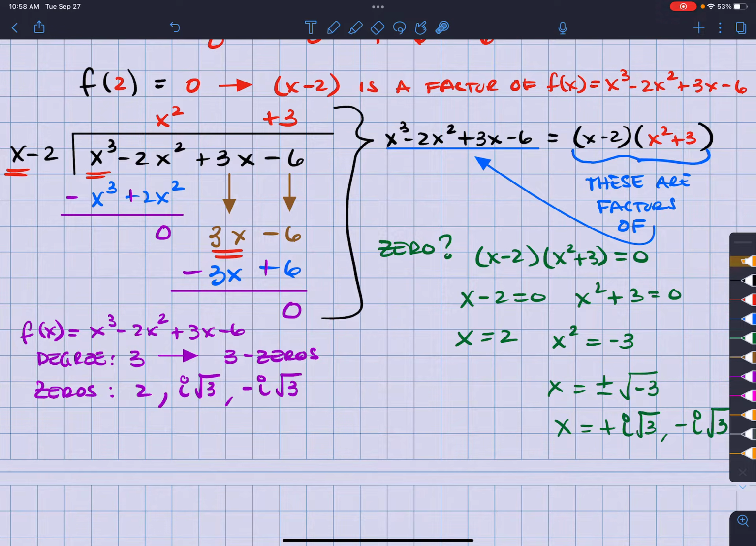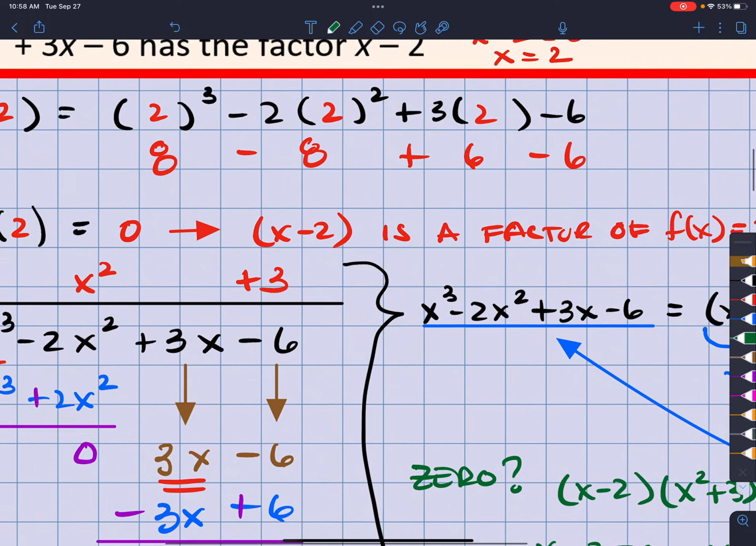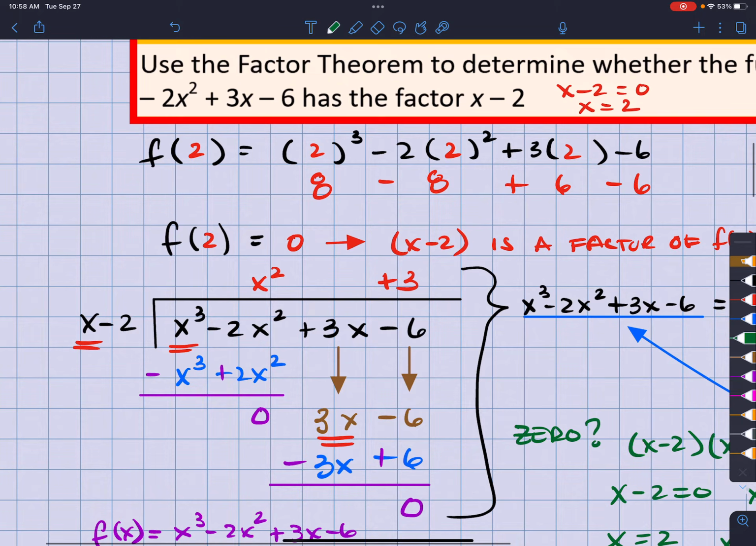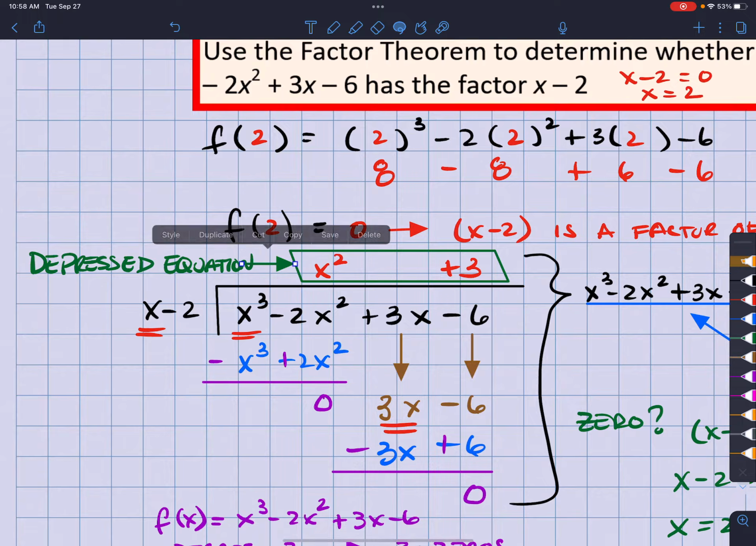Now, just so you guys know as well, this right here, actually I shouldn't circle that one, I should circle this one here. So when we do long division here, guys, this right here, okay, I guess I want a parallelogram. This right here, this is called a depressed equation. Okay, this is called the depressed equation.